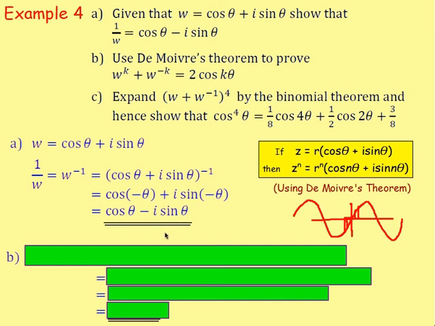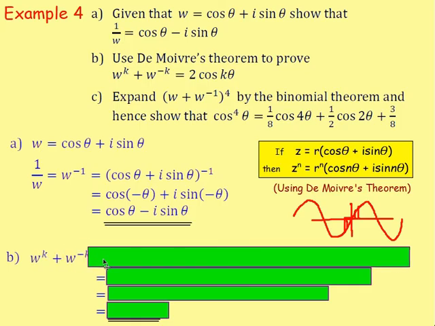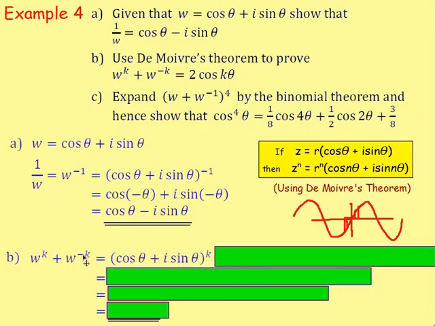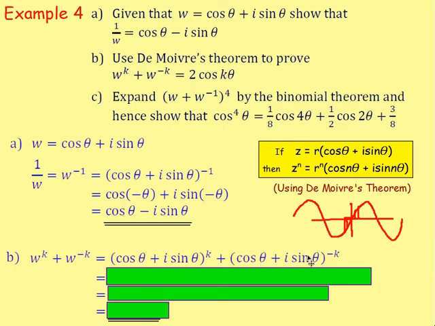For part B, use de Moivre's theorem to prove w to the power of k plus w to the power of negative k equals 2 cos k theta. So really what we've got is w to the power of k plus w to the power of negative k. We know that w to the power of k is just going to be cos theta plus i sine theta, to the power of k. And w to the power of negative k would be cos theta plus i sine theta to the power of negative k.